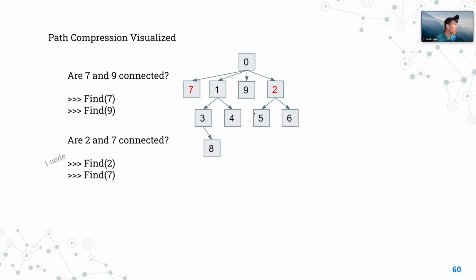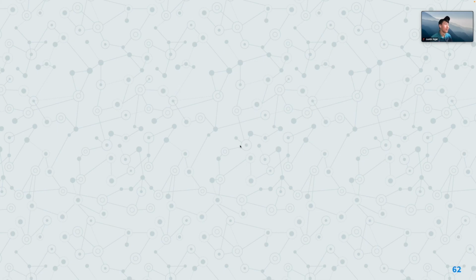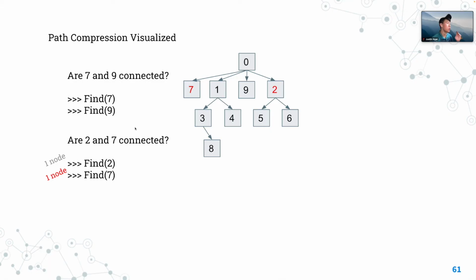Next time, say I'm trying to answer the question if 2 and 7 are connected, I call find on 2, and that's fine because it's already directly connected to 0, so nothing changes there. But now when I call find on 7, it only takes me 1 step. So this is how path compression works.